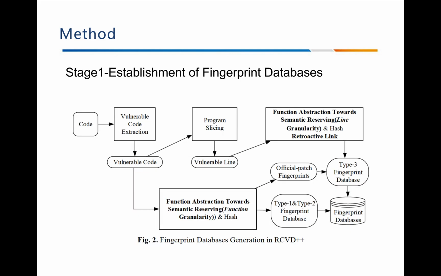The first stage is the establishment of fingerprint databases. It utilizes two granularities to generate a fingerprint, including line and function. Type 3 fingerprints are generated at the granularity of line, and the official patch fingerprints are generated at the granularity of function, and are linked to corresponding Type 3 fingerprints. Type 1 and Type 2 fingerprints are generated at the granularity of function. As shown in Figure 2, the vulnerable code will be abstracted at the granularity of line and function.